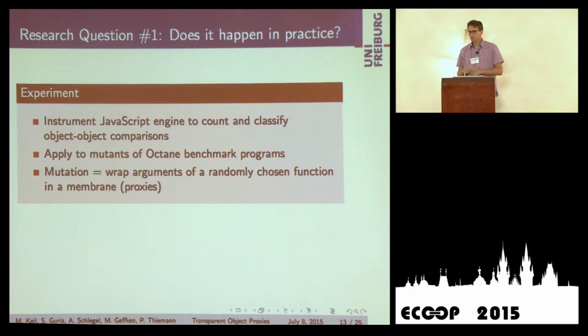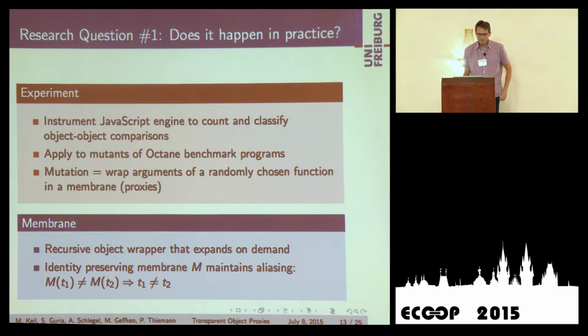So what was the mutation that we did? We wrapped arguments of randomly chosen functions in a membrane. A membrane is something like a recursive object wrapper that expands on demand. Initially you just get a proxy to the object, and when you access it, you create further proxies that keep the wrapping around this object structure as far as it is explored.